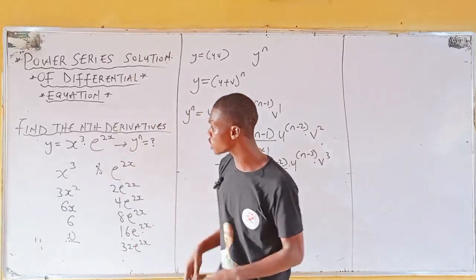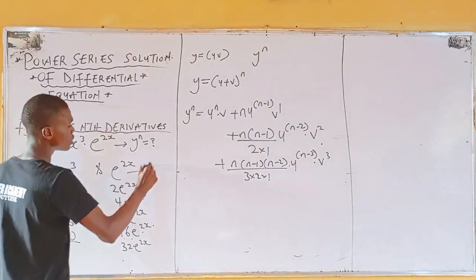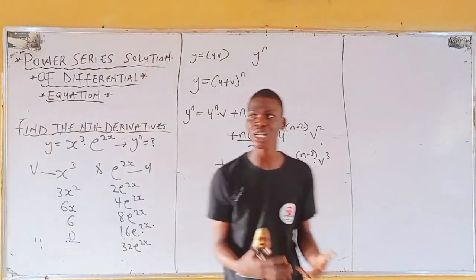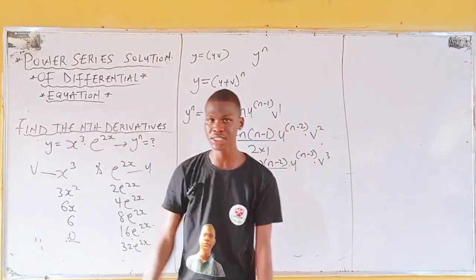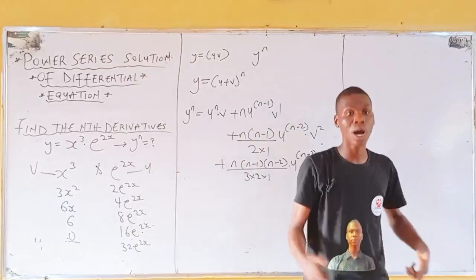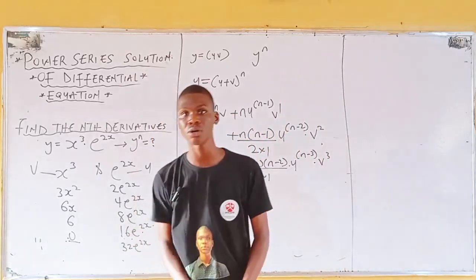So for this question, this is my v, and this is my u. We are doing higher derivative. The question now is, where do I stop when differentiating? Where do I stop my higher derivative? I'm going to stop my higher derivative at the fourth derivative. Why am I stopping at the fourth derivative? I'm stopping at the fourth derivative because I got 0.